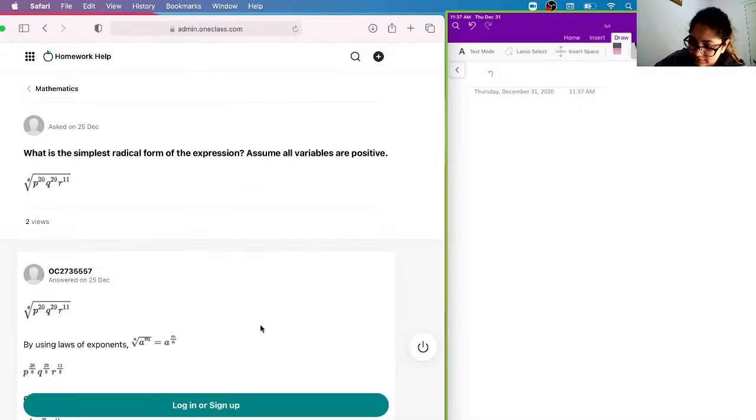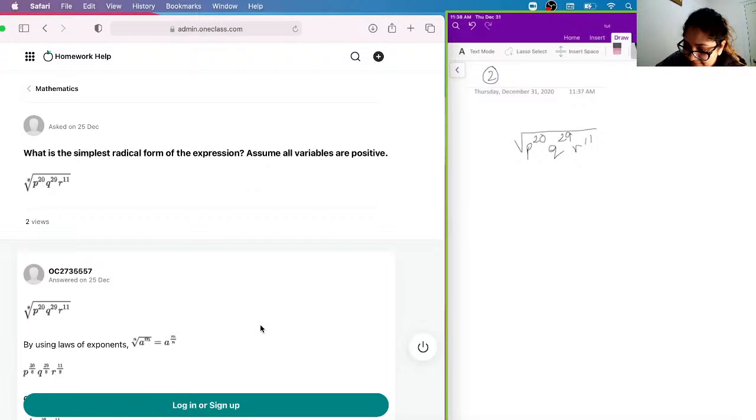Okay, so our second question says, what is the simplest radical form of the expression? So assume all the variables are positive. Okay, so we have an expression here. So let me just write this out. It's the 8th root of p to the 20, q to the 29, and r to the 11.